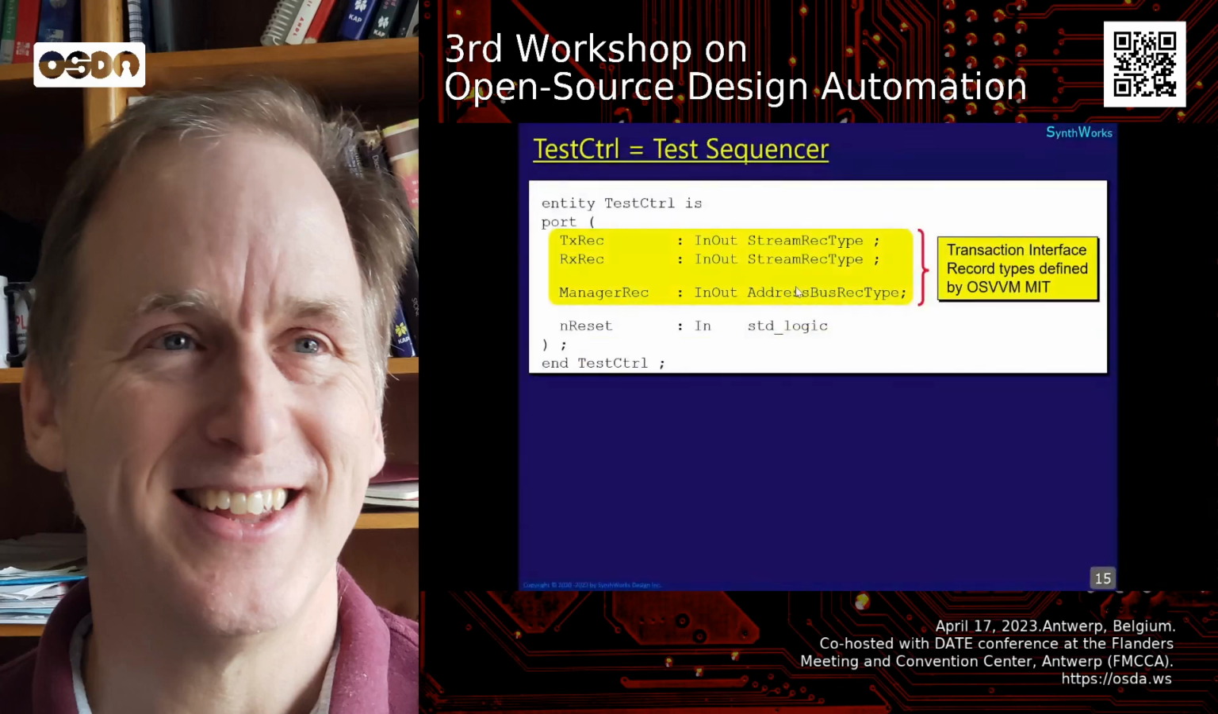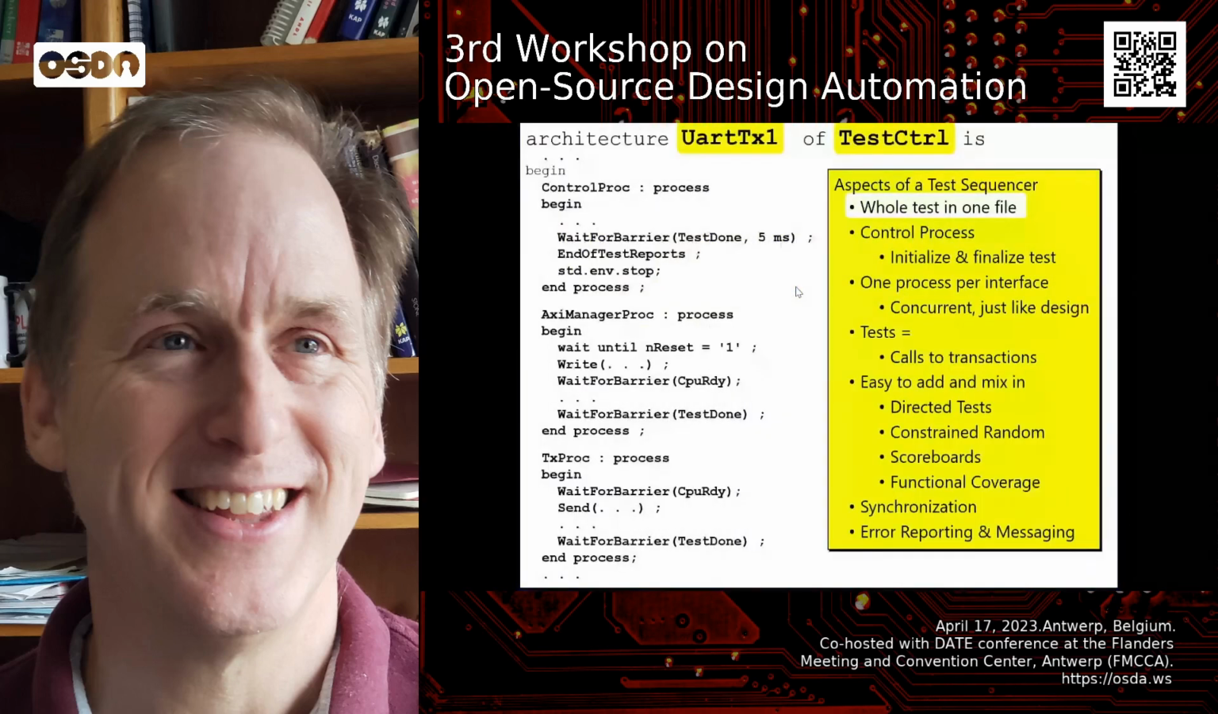Our test sequencer has transactions on the interface and maybe also reset. Inside, this is where our test case is, and our test case is in a single file. We have a control process that initiates and finalizes transactions. And then we have one process per interface. So we're concurrent, just like the design is concurrent. Our tests are simply calls to the transactions. And it's easy to add and mix in directed tests with constrained random tests, with scoreboards and functional coverage.